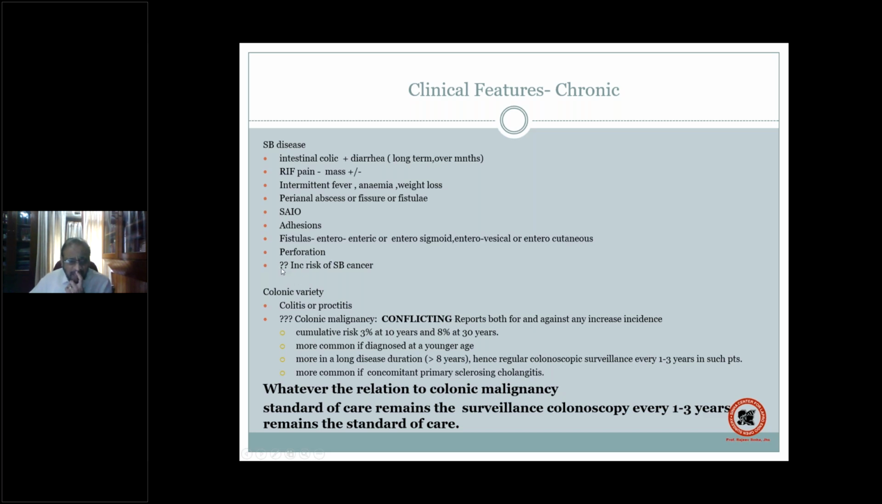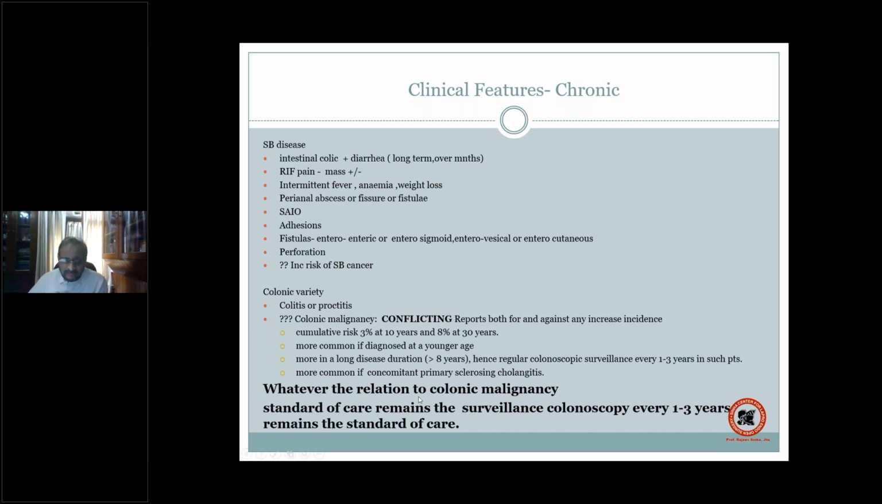Perforation can occur, and there is a questionable increased risk of small bowel cancer. Does it really occur? We don't know. Conflicting reports are there both for small bowel cancer and colonic cancer, and there are studies which show a cumulative risk of almost 8% at 30 years. More common if diagnosed at a younger age, more common in long disease duration, that means more than 8 years. Hence, regular colonoscopic surveillance every 1 to 3 years in such patients is the norm, and that is the standard of care.